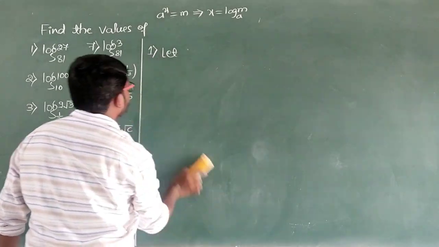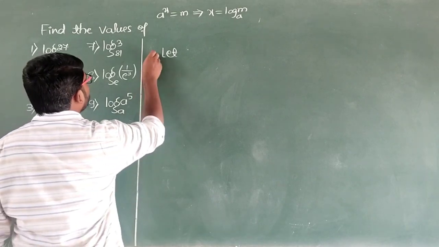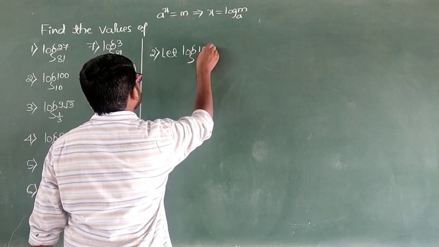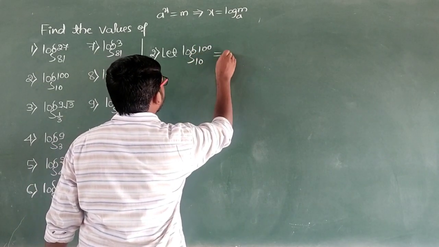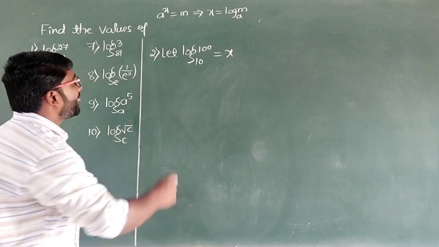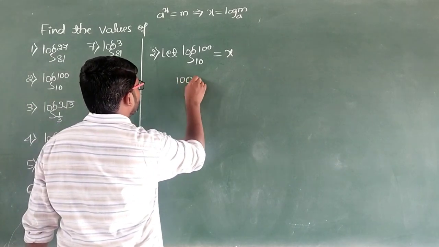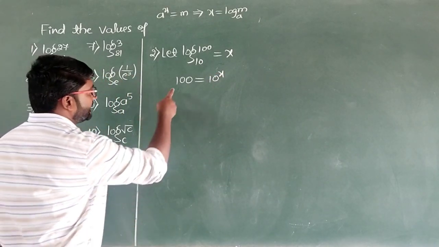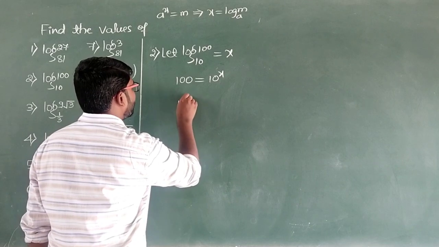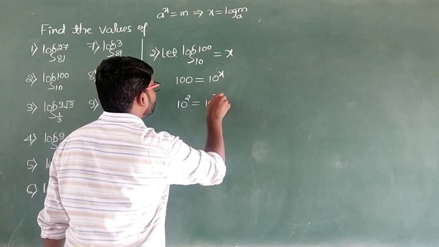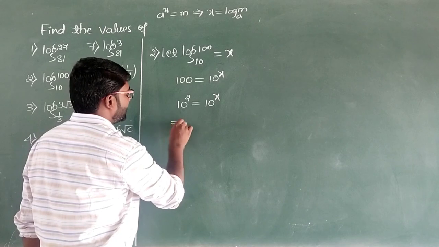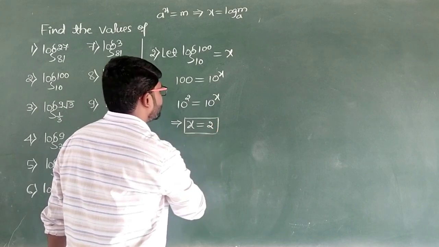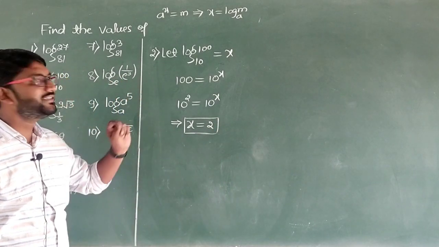Let us get into question number 2. It is log 100 to the base 10. I take this as x. Then 100 is equal to 10 to the power x. Here 100 can be written as 10 square, which equals 10 raised to x. You have the same base now. This implies x is equal to 2. So we have completed question number 2.